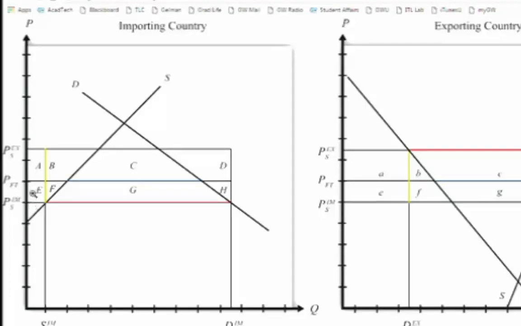The lower price is now prevailing in the importing country. So we ask, what happens to consumers in that country because of the US subsidy? Better or worse off? Better. They're better off, they get a lower price, they expand their consumption from this level here, right along the horizontal axis, out to this level here.